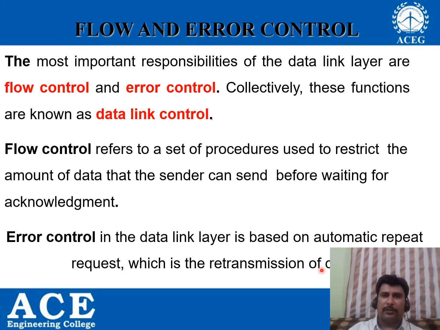So here, flow control decides how much data has to be sent and how much I can send before I wait for the acknowledgement. And error control indicates whether the data transmitted is correct or not, or whether I have to go for retransmission or not. These two together are referred to as data link control.